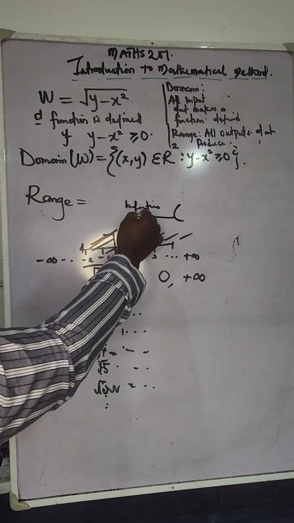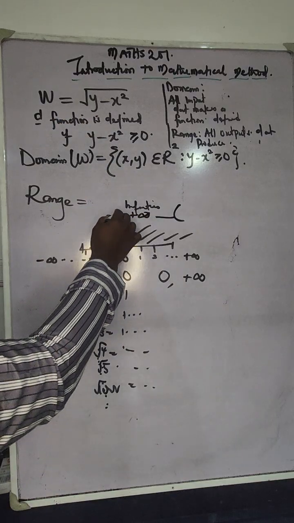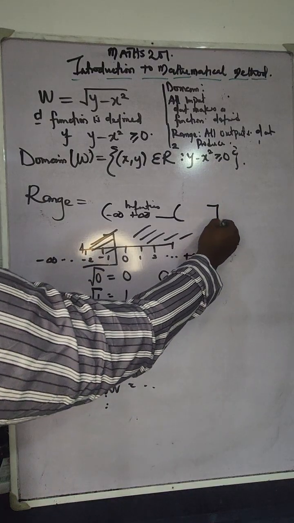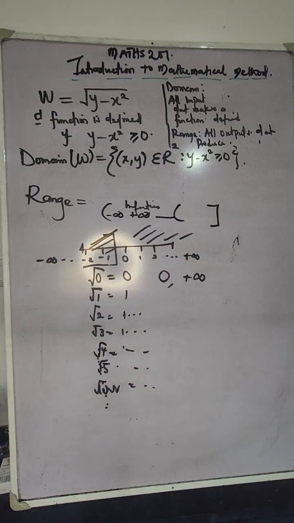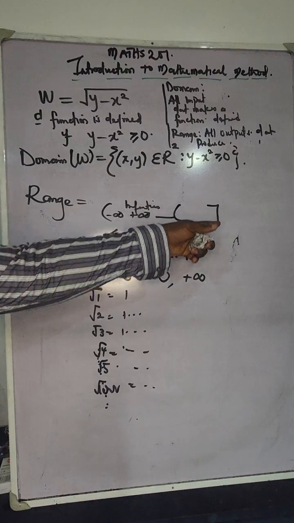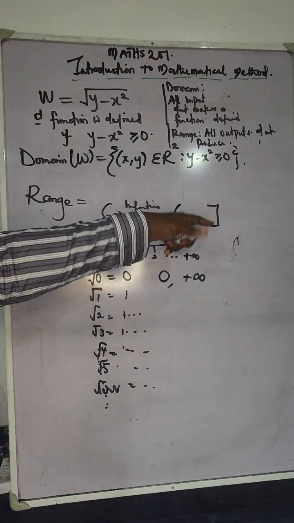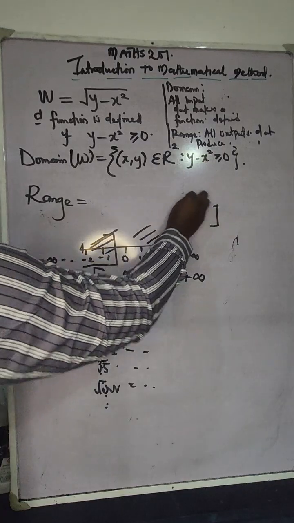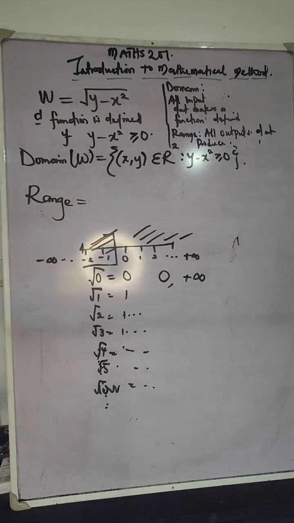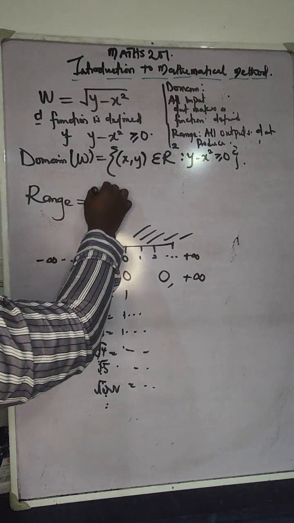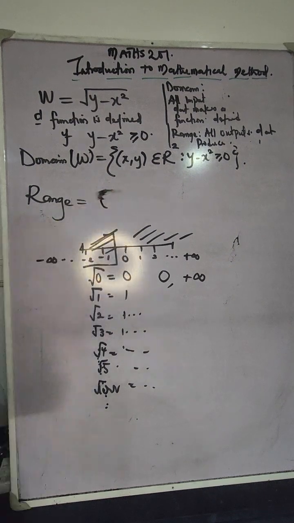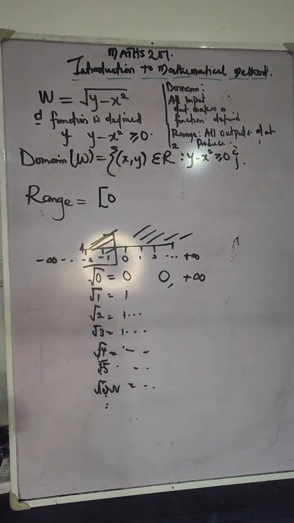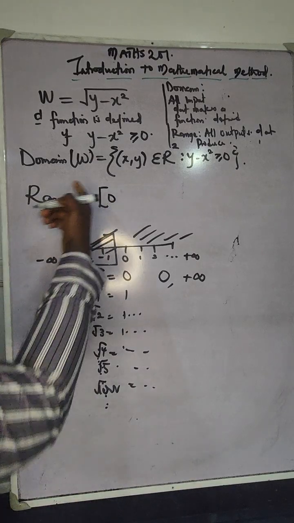Infinity, either positive infinity or negative infinity. But whenever you use this bracket, you are reporting a number: 1, 2, 3, 5, 10, 0, and the rest. And so we say that the range of this function is from 0. Did you see that? Why am I using this bracket?